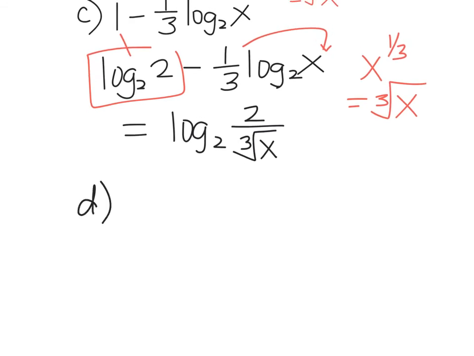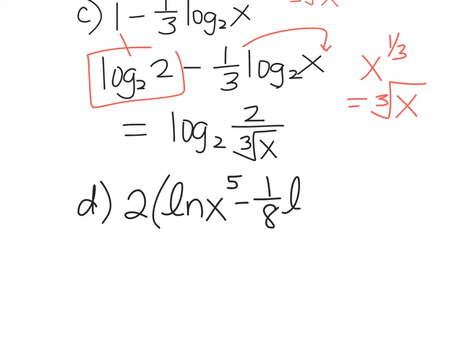Okay, last one. Here we go. Let's say we have 2 times the natural log of x to the 5th minus 1/8 natural log of y minus 3 natural log of z.